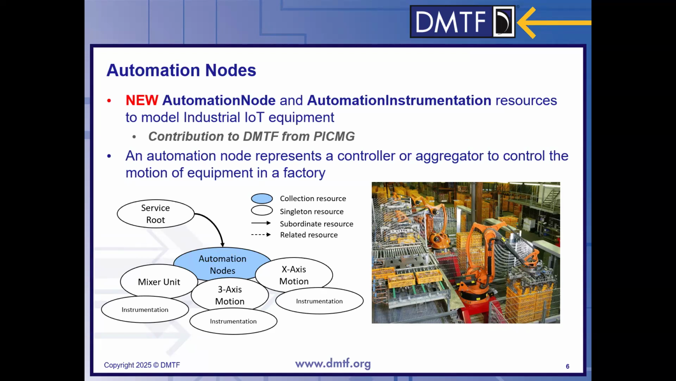And so an automation node represents a controller or some type of aggregator to control the motion of equipment in a factory. And this could be things like mixers, robotic arms, motion controllers. And so what we've done is we've created a new automation node collection off of service root, and then each of these pieces of smart equipment have their own automation node resource and their own instrumentation, which are effectively akin to metrics in other areas, but it also includes the controlling operations around the device.